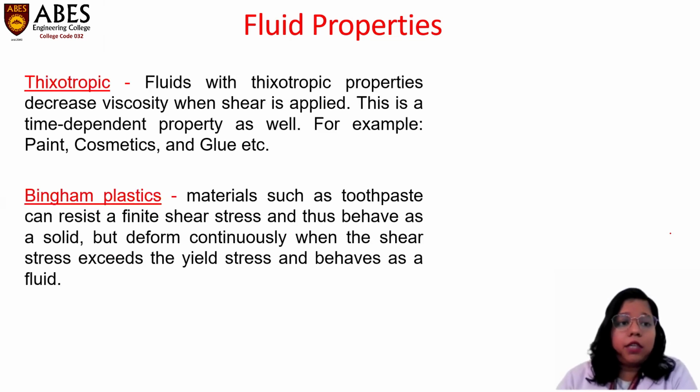The other one is thixotropic. What are thixotropic type of fluids? A fluid with thixotropic properties decreases in viscosity when shear is applied. The more shear is applied, the more the viscosity decreases in this type of fluid. This is also a time dependent property. Examples are paint, cosmetics, glue, etc.